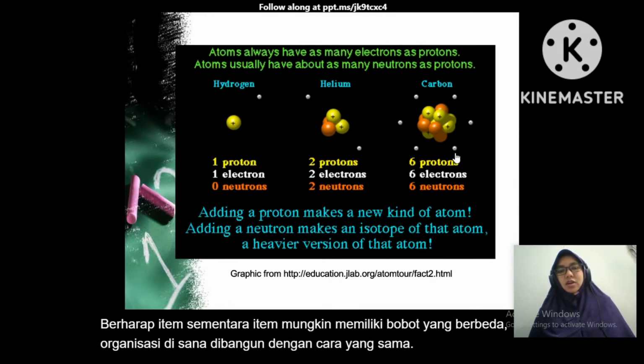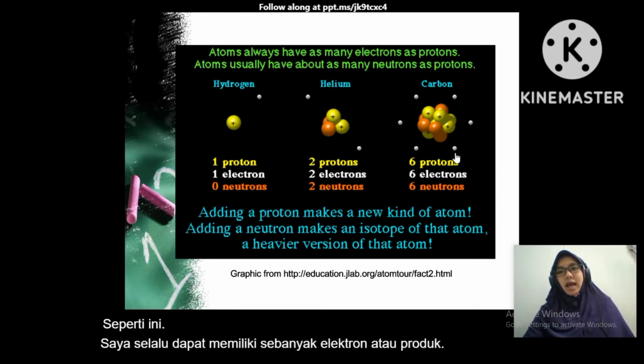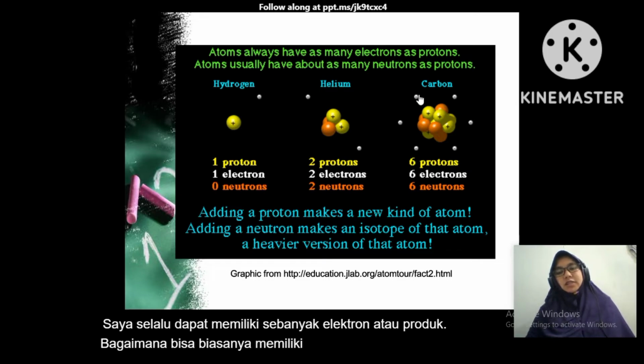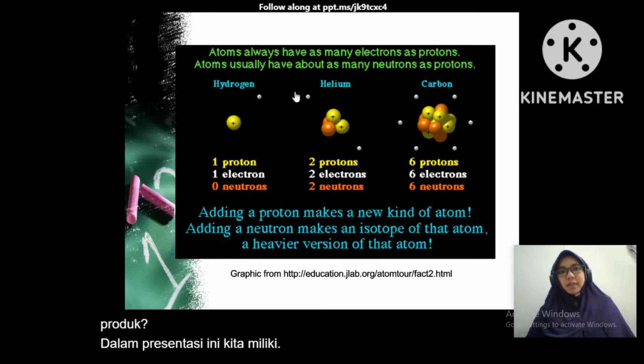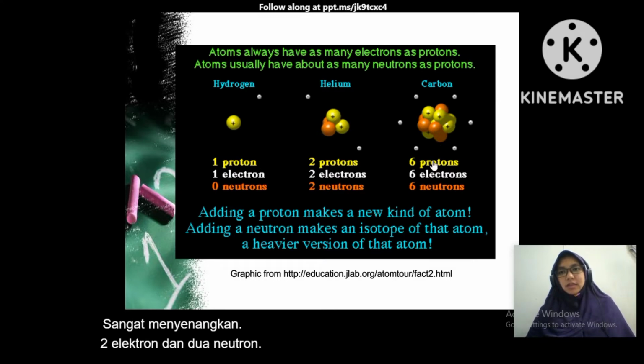Atoms always have as many electrons as protons. Atoms usually have about as many neutrons as protons. In this presentation, we have three examples: hydrogen, 1 proton, 1 electron, 0 neutrons. Helium, 2 protons, 2 electrons, and 2 neutrons. Carbon, 6 protons, 6 electrons, and 6 neutrons.